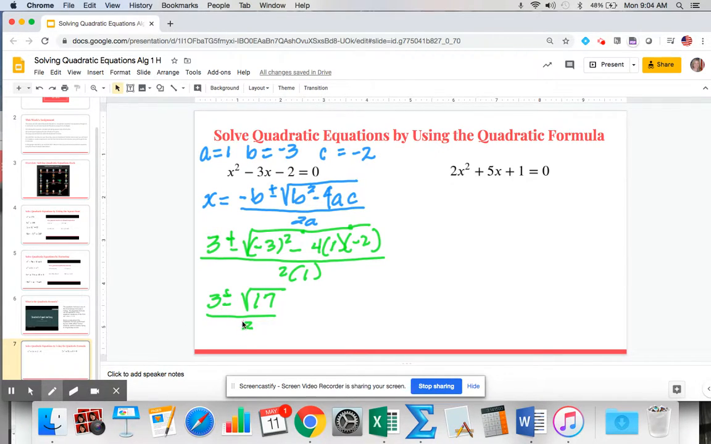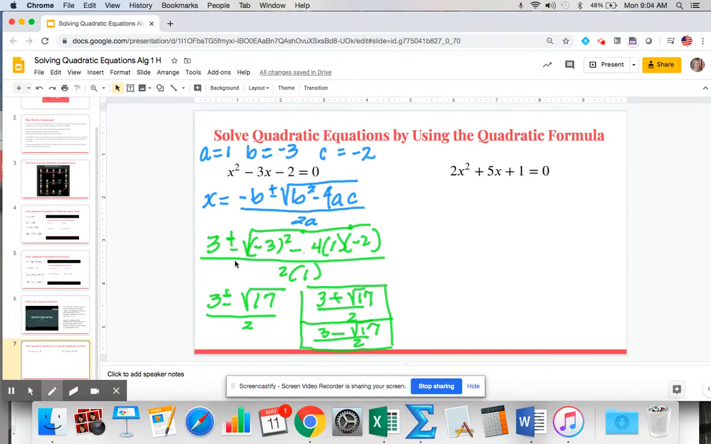And so those are the two solutions to this quadratic equation. There are two solutions. There will never be more than two for a quadratic equation. One solution is 3 plus the square root of 17, divided by 2. The other one is 3 minus the square root of 17, all divided by 2. So those are your two solutions to the original quadratic equation. Those are the values of x that would make this equation true.